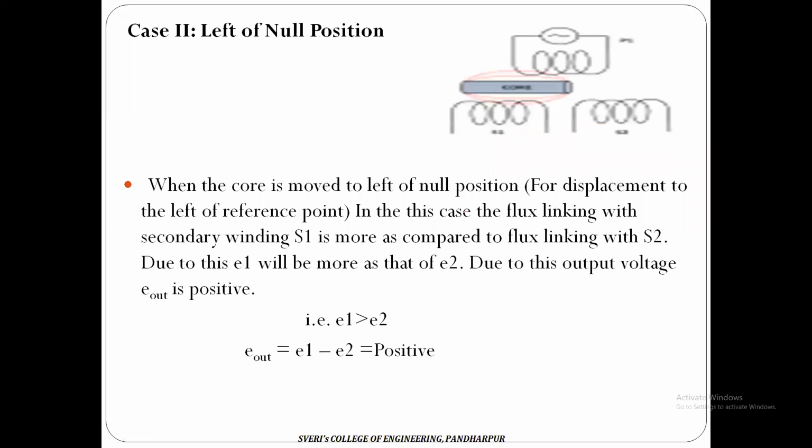Now the second position. आता middle म्हणजे आपला initial stage होती. Now when I say that the core is moved towards the left of the null position, towards the left hand side of the null position.